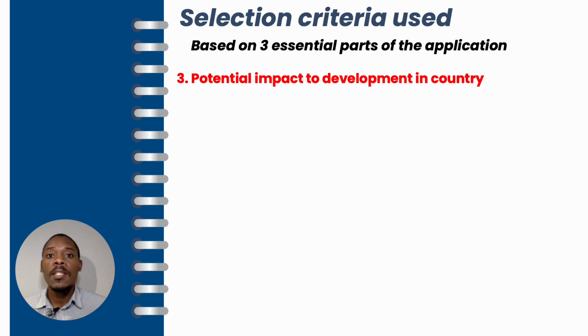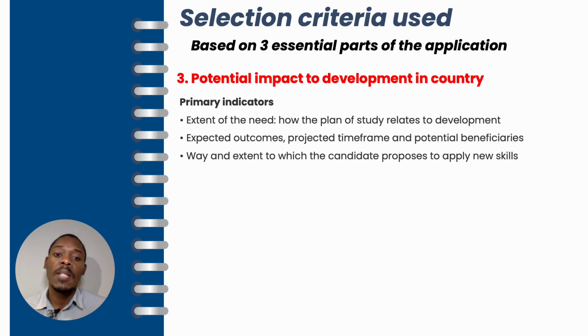Right. The third point again is the potential of impact to development in your country. So this is about the developmental impact essay, how you are going to demonstrate that your skills are going to contribute to the development. Winning a scholarship is not about selfish interest, that you want to gain those skills so that you can get a high-paying job, or maybe you want to become a boss.